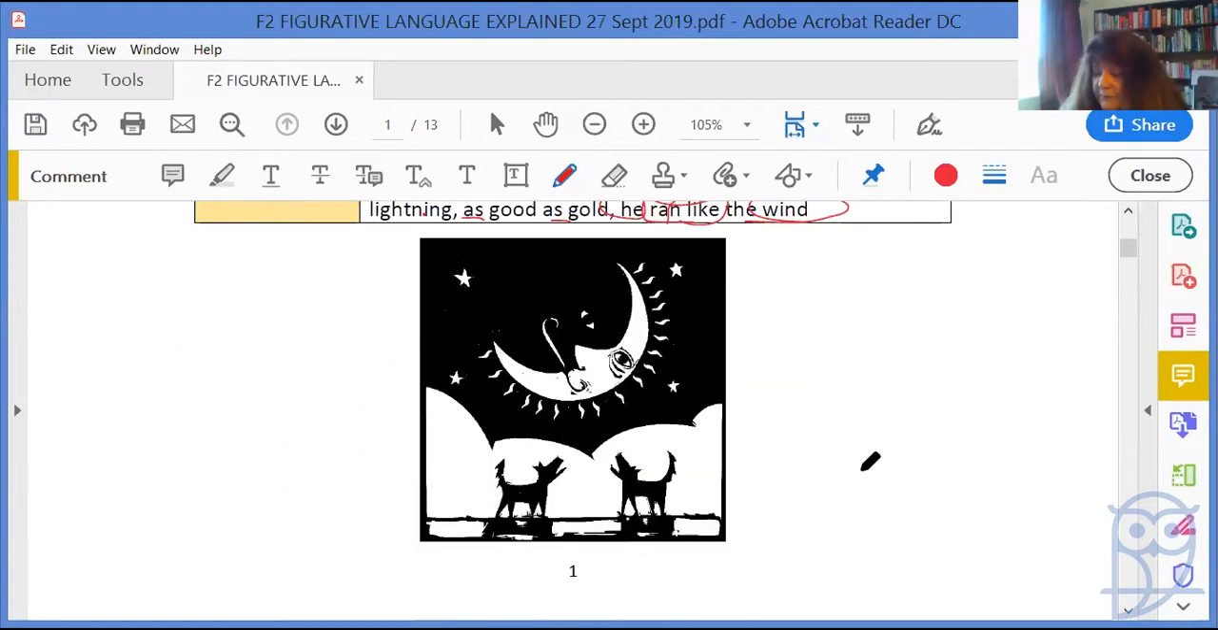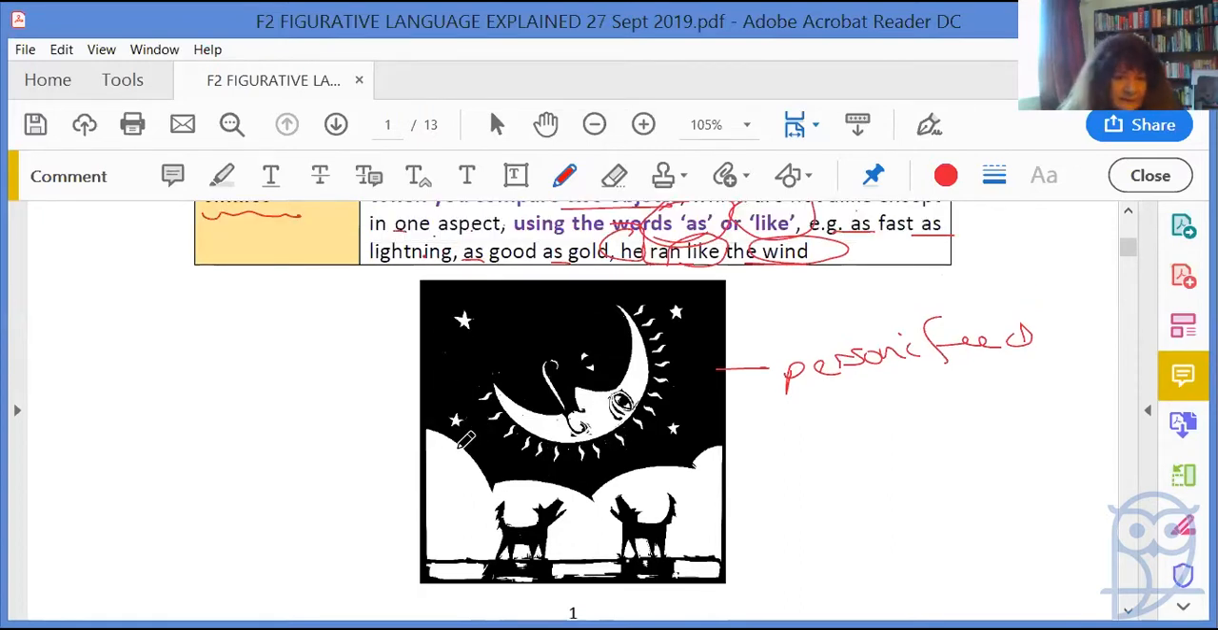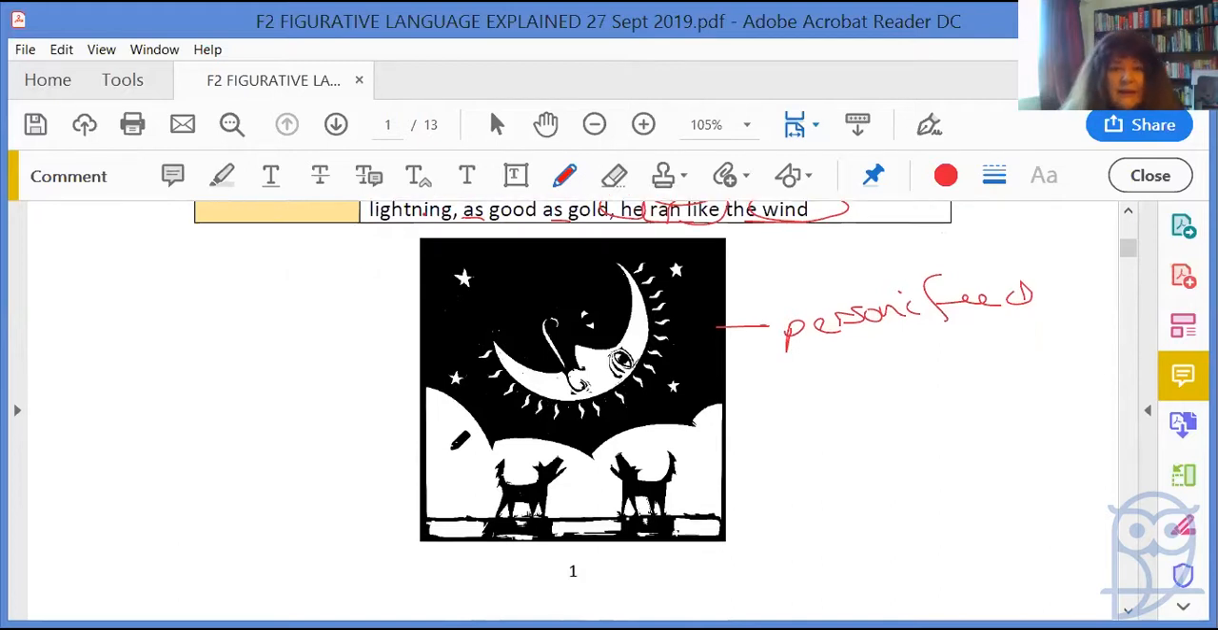And even just look at this picture. What have they done to the moon? They've personified the moon because they've given it a nose, a mouth, a tongue. The moon doesn't really have that. We know it's a planet, so it's been personified. There's just one example straight away before we go any further.